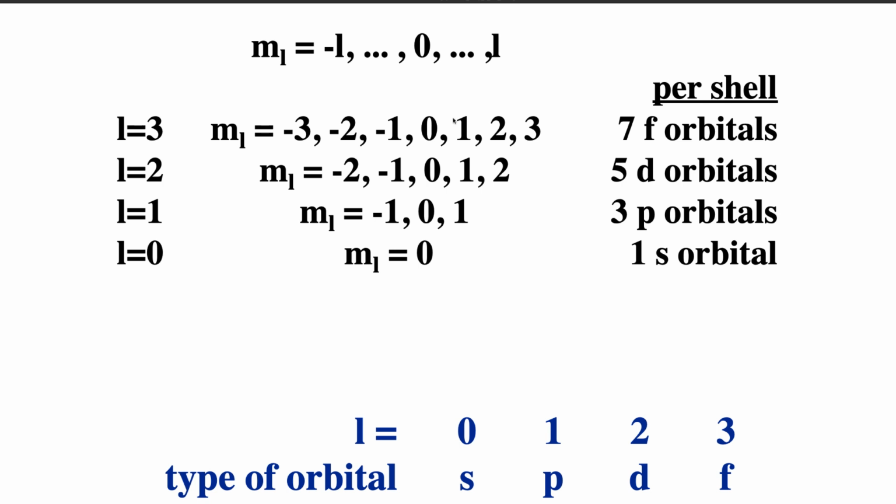So we can draw it this way as well, and so we have L 0, 1, 2, and 3. These are your possible M sub L values. Remember, M sub L goes from minus L through 0 to plus L. And so if we look at L equals 3, M sub L can be minus 3, minus 2, minus 1, 0, 1, 2, and 3. That gives you 7 f orbitals corresponding to the 7 different M sub L values.